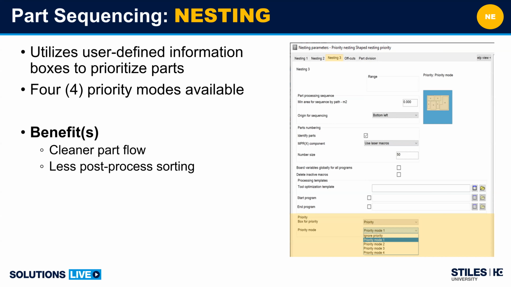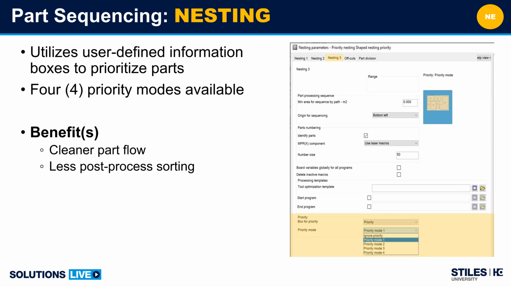If you look at your nesting parameters, on the nesting 3 tab, down towards the bottom, you have your priority again, and this is your priority information box. Again, it comes right out of your information boxes. We've got 4 priorities, 5 if you count none. And I'm going to go through each one of these real quick.